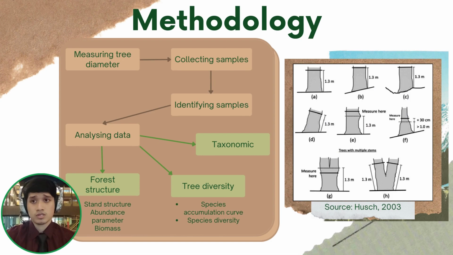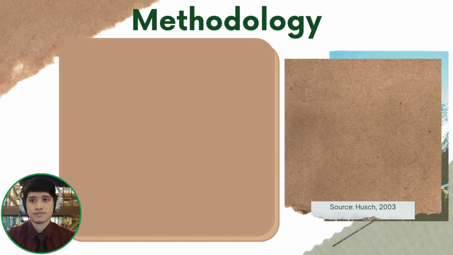There are methodologies needed to perform this experiment. First, measure the tree diameter using a method proposed by Hush 2003, as shown in the diagram on the right side. Then collect the samples and identify them. There are three things that need to be analyzed: first is the taxonomy, then the forest structure, and also the tree diversity.